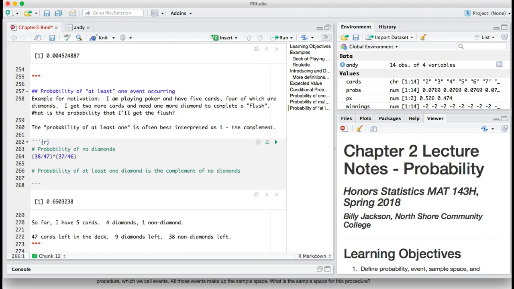Again, this is the situation that I would lose, right? I would not get the flush. So what's the probability of me getting the flush? It's the complement of that. So I can copy this here, and I can say 1 minus that probability above. So therefore, the probability of me getting the flush is about 0.35.